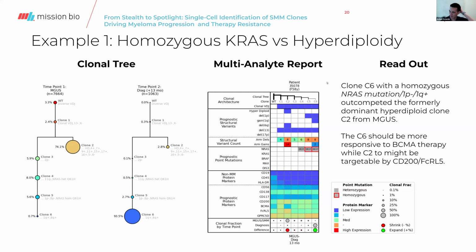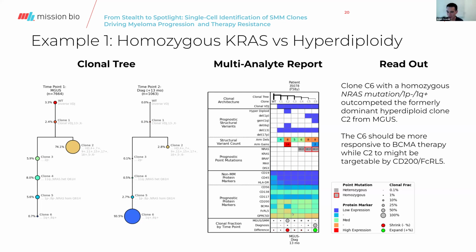And so this is just reiterating that. Now let me read it out aloud. Clone 6 with a homozygous NRAS mutation and loss of 1p and gain of 1q outcompetes the formerly dominant hyperdiploid clone C2 from MGUS. The C6 clone should be more responsive to BCMA therapy, while C2 might be more targetable by CD200 or OX2 and FCRL5.